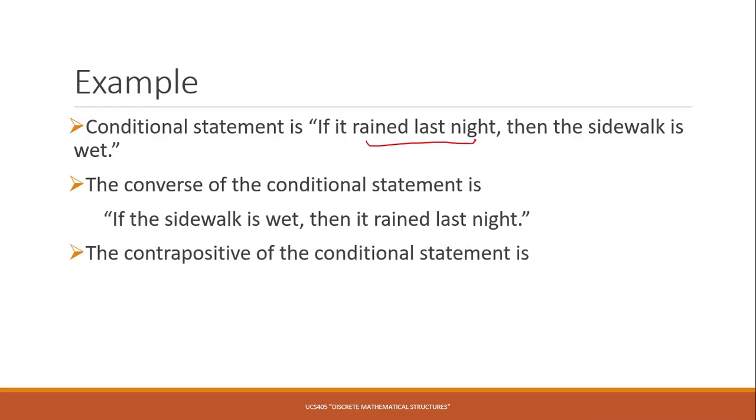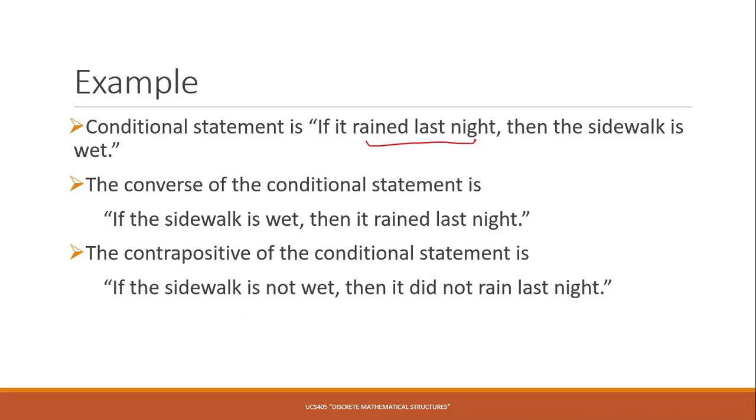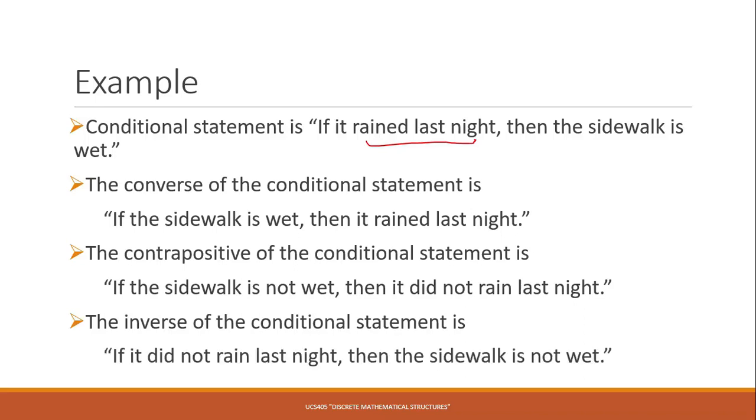Next, to find the contrapositive of this statement, it will be the negation of the converse. That is, if the sidewalk is not wet, then it did not rain last night. Last, inverse. In inverse, we negate the hypothesis and the conclusion. That is, if it did not rain last night, then the sidewalk is not wet. So this is how you can find the converse, contrapositive and inverse of any conditional statement.